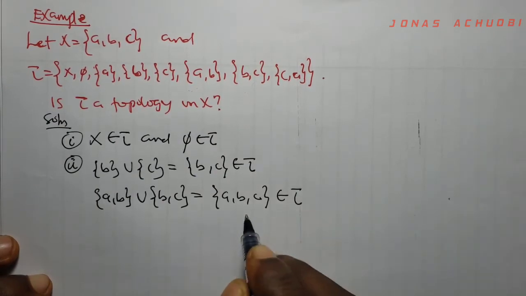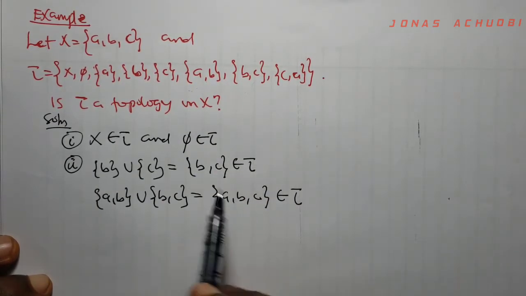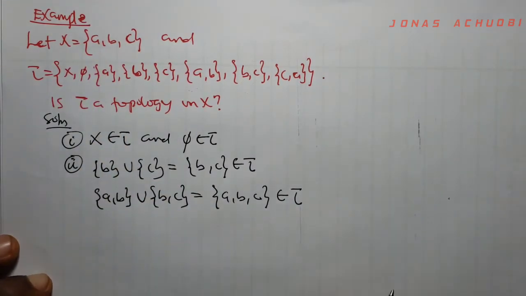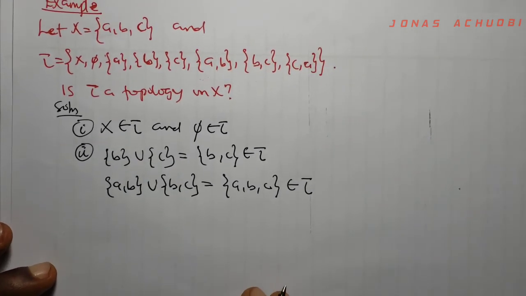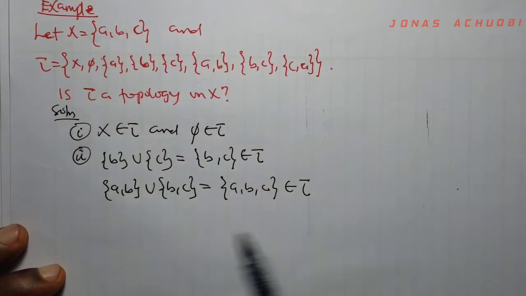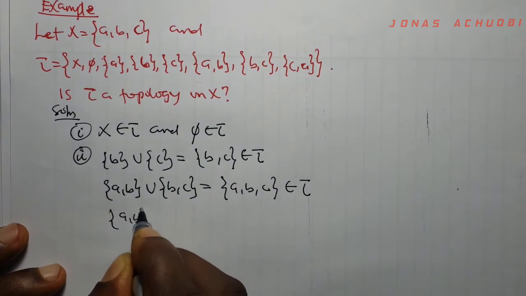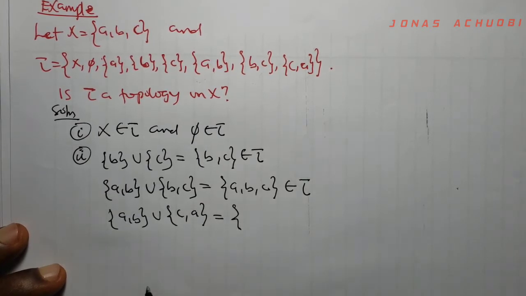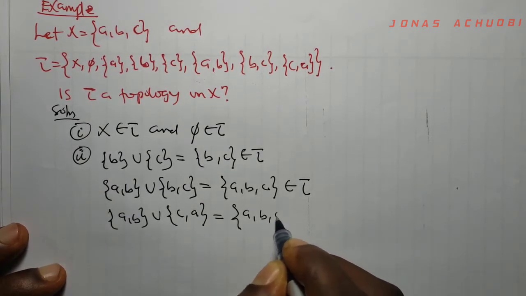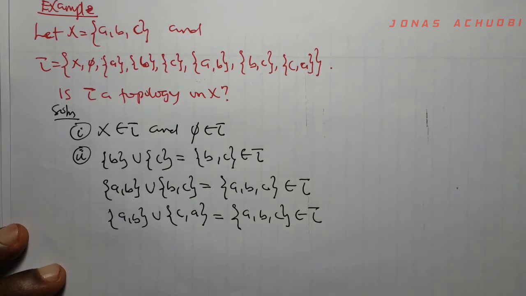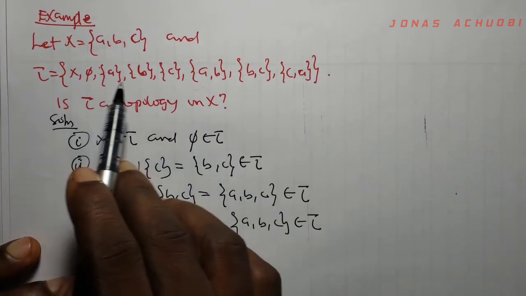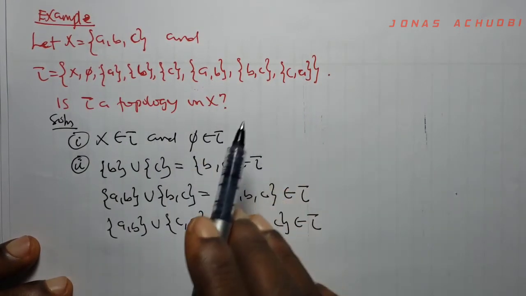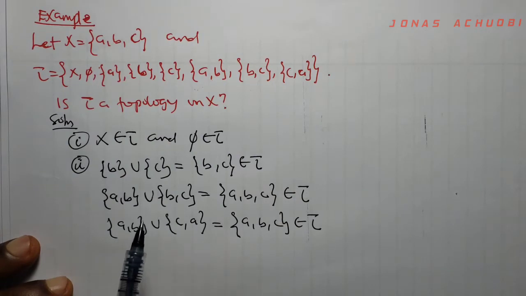Now, is the open set ABC in tau? Let us check. ABC is nothing but what? The entire set itself, X, and X is in tau. So ABC is in tau. Let us take one more union. Let us take AB and CA. Let us take AB union the open set CA. And what would that be? That would be ABC again. And ABC belongs to tau. As a matter of fact, any two unions you pick here will always give you an open set in tau. So we can say that the second condition of a topology is true for tau.